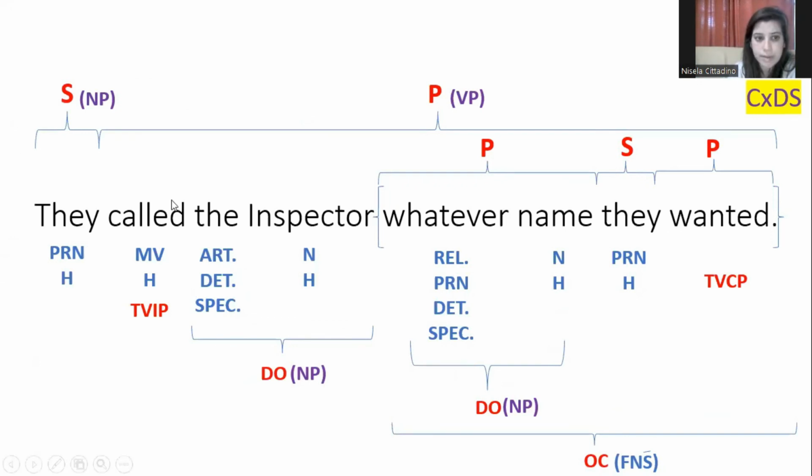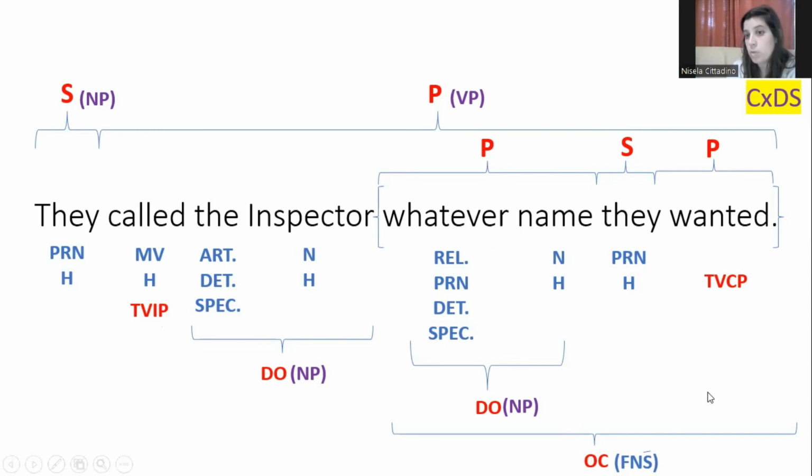Called. Yes, the verb called. It's the main verb, the head. It is a transitive verb because they called who? The inspector. So I need a direct object. Transitive verbs need a direct object. So they called the inspector whatever name they wanted. Whatever name they wanted, it's an objective complement because they call the inspector something. Yes, so the object needs a complement, and the complement is whatever name they wanted.